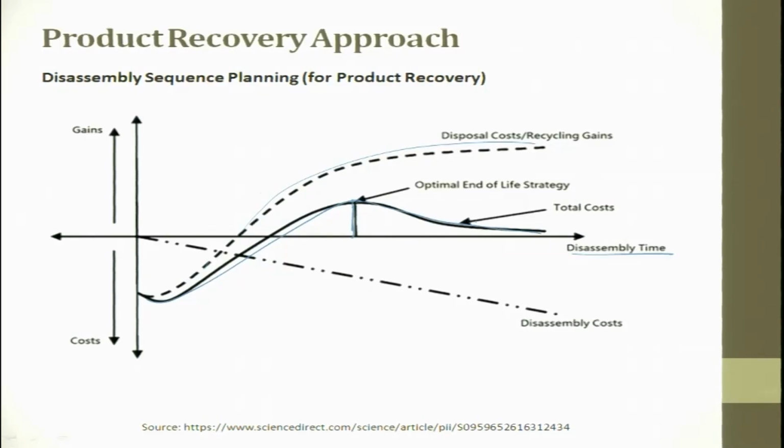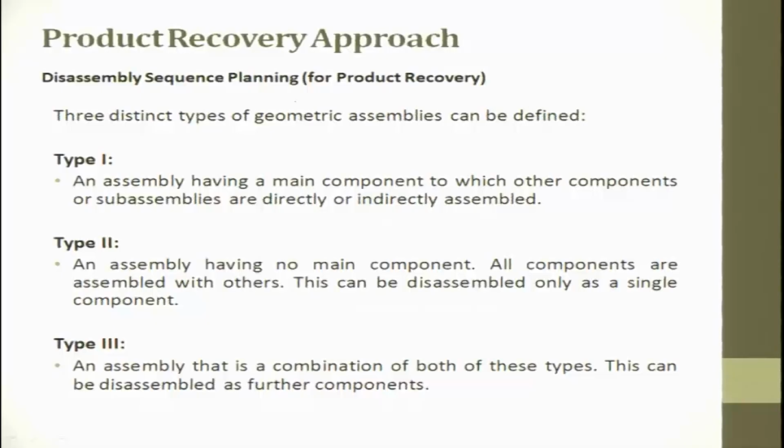This is the total cost, the optimal end of life strategy, and this one is the disassembly cost. So, this is the disposable cost, this is the disassembly cost, this is the optimum end of life strategy, and this is the total cost which is spent. Along this direction you have disassembly time, and here is gain and here is the cost.